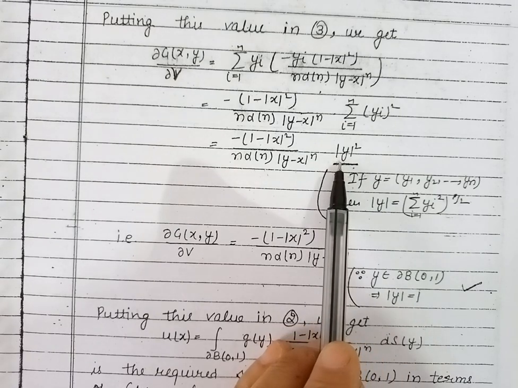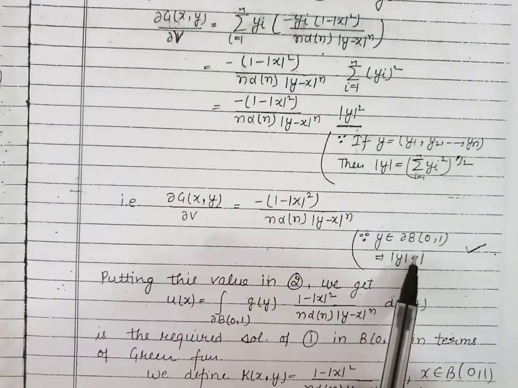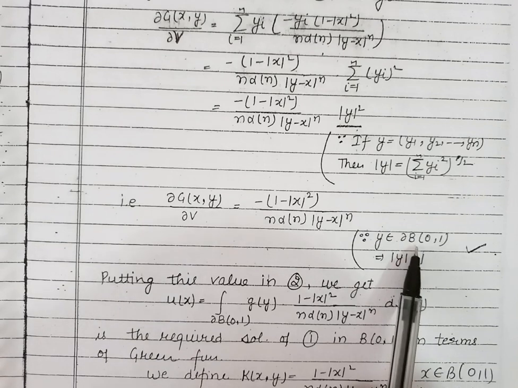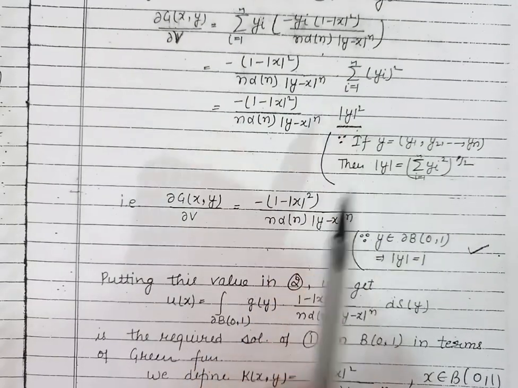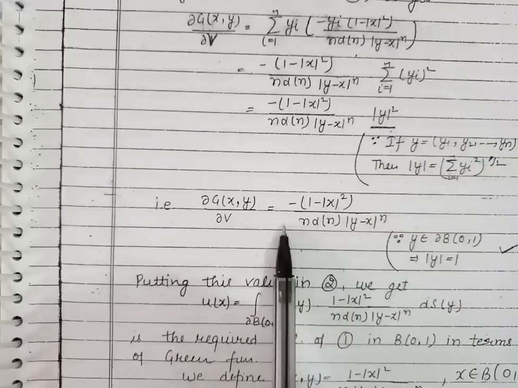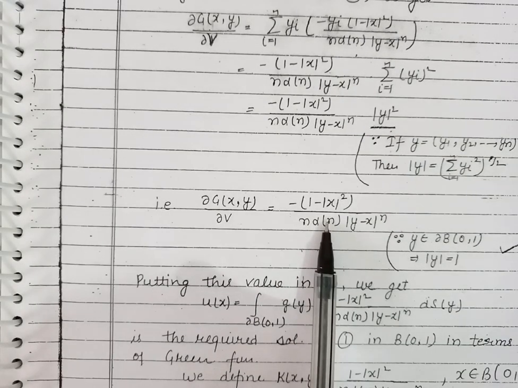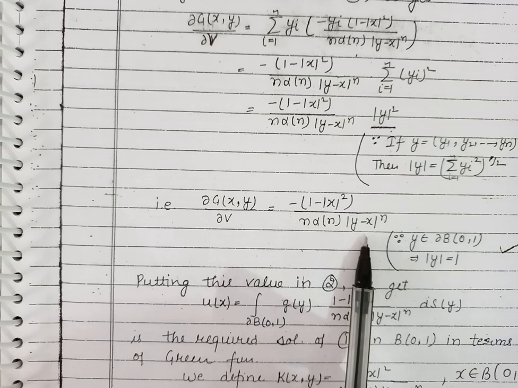And because y is belonging to the boundary of the unit ball, its magnitude will be 1. So |y| will become 1. So we have obtained the value of the partial derivative of G with respect to nu, which is given by negative of 1 minus |x| square upon n alpha n |y minus x| raised to the power n. So we have obtained the values.